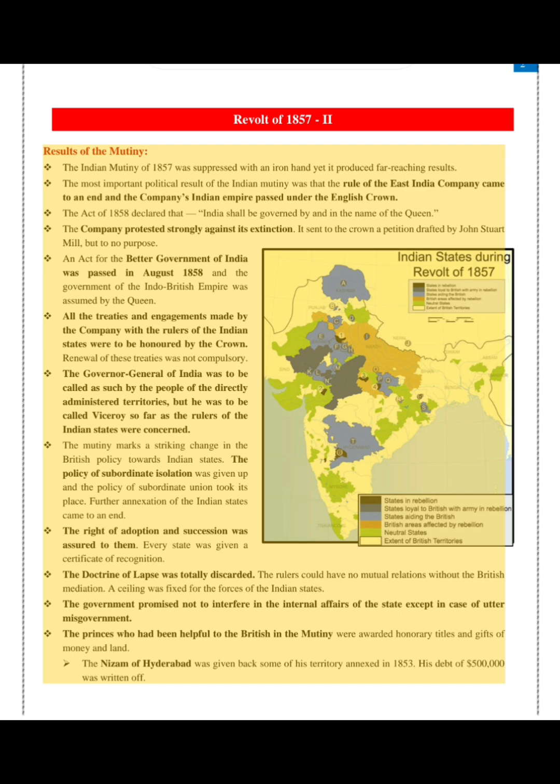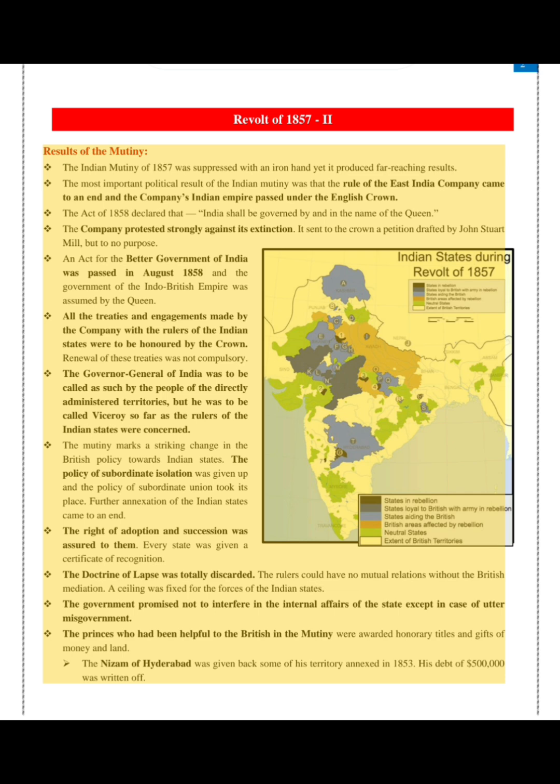All the treaties and engagements made by the company with the rulers of the Indian states were to be honored by the Crown. Renewal of these treaties was not compulsory. The Governor-General of India was to be called as such by the people of the directly administered territories, but he was to be called Viceroy so far as the rulers of the Indian states were concerned.